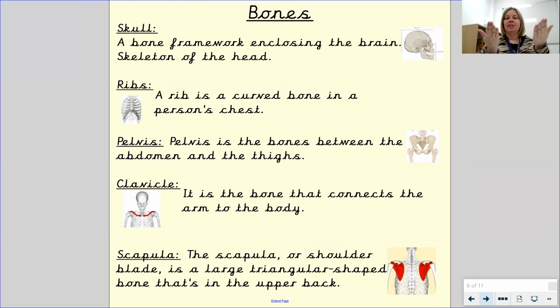Clavicle. It is the bone that connects the arm to the body. Scapula. Or shoulder blade is a large triangular shaped bone that's in the upper back.